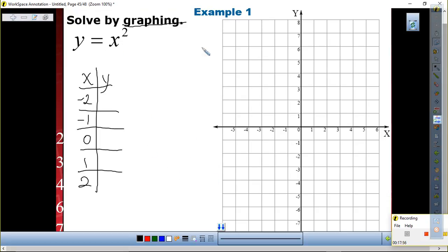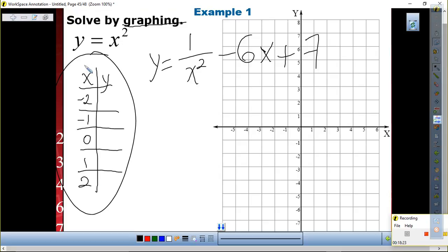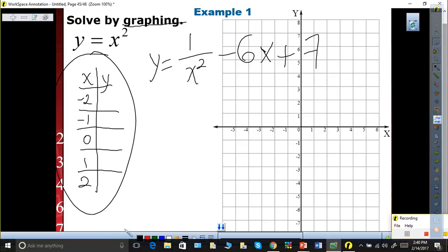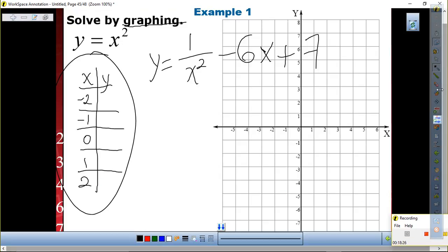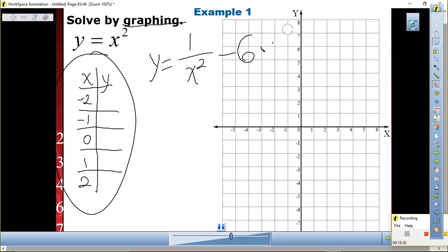Even if they give you funky stuff, guys, like y equals 1 over x squared minus 6x plus 7, or whatever the case, and you don't know how to graph it, guess what? Use a table. You know what I'm saying? All right, so with that said, look up.